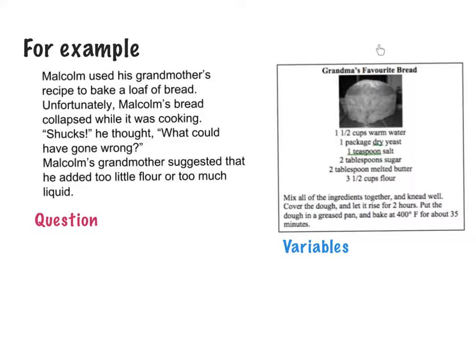Now, if we go to our method or recipe over here, it tells us what we need, because it's got all of the equipment and the materials we're going to use, and then it tells us what to do down here. So what I'd like you to do is create or answer the question about some of the possible variables that are there.